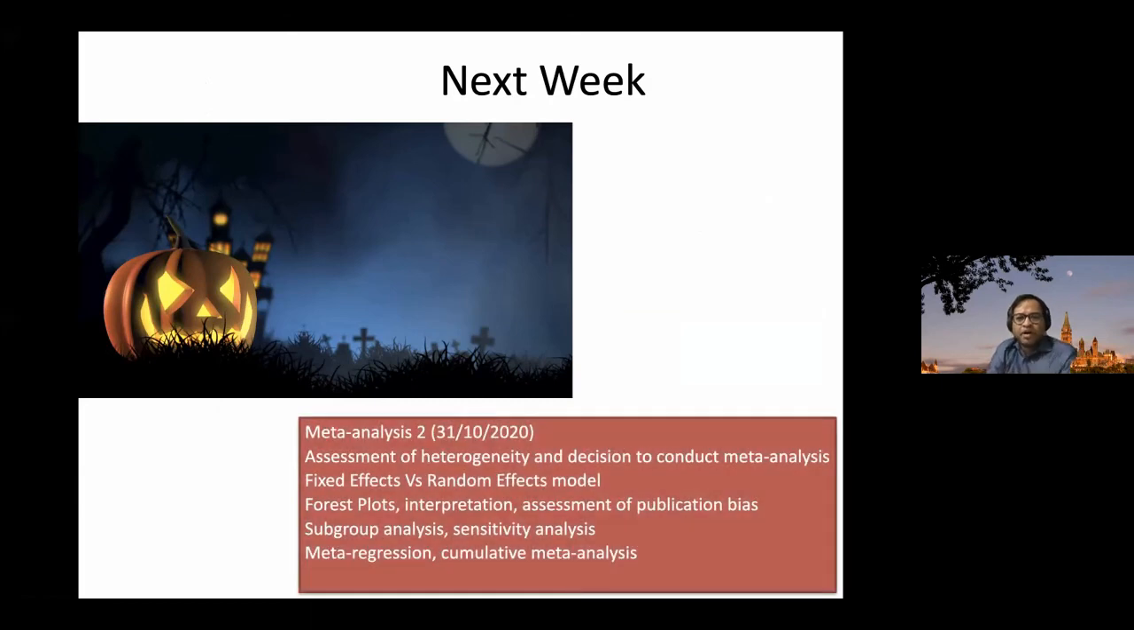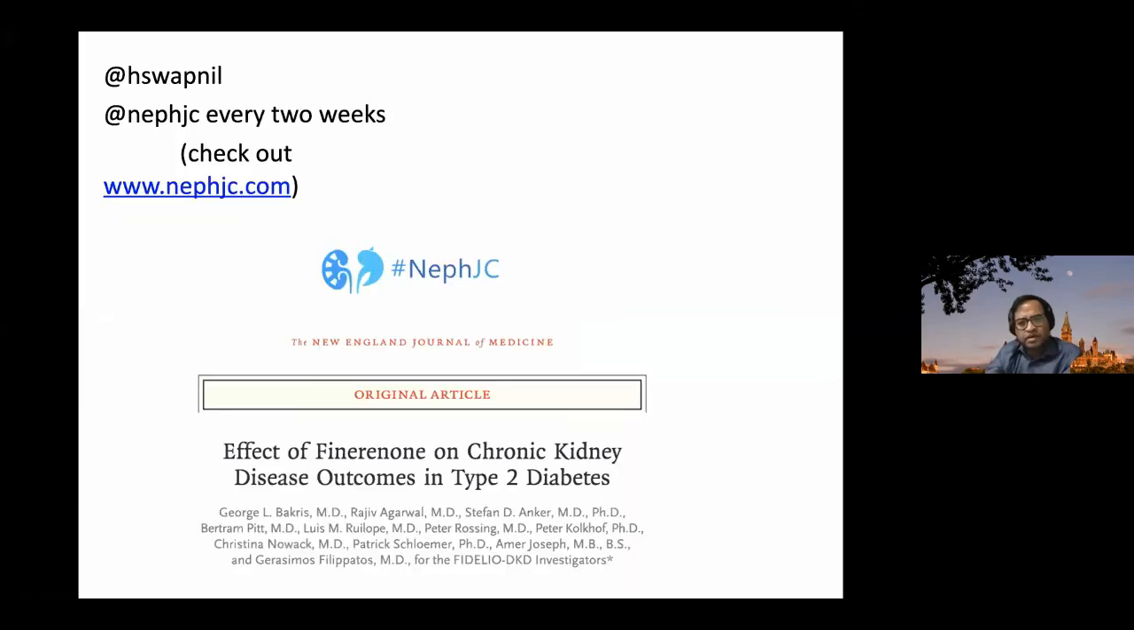But we'll be talking about assessment of heterogeneity and the decision of whether the systematic review should stop at just a systematic review, or we should go ahead to conduct a meta-analysis: fixed and random effects models, how to make a forest plot, how to interpret forest plots, how to look at the individual trees in those forests, and assess for publication bias. We'll look at some subgroup analysis and sensitivity analysis, as well as meta-regression and cumulative meta-analysis. These things are not that difficult to do. They are a lot of fun, and they provide more information than just the forest plot.